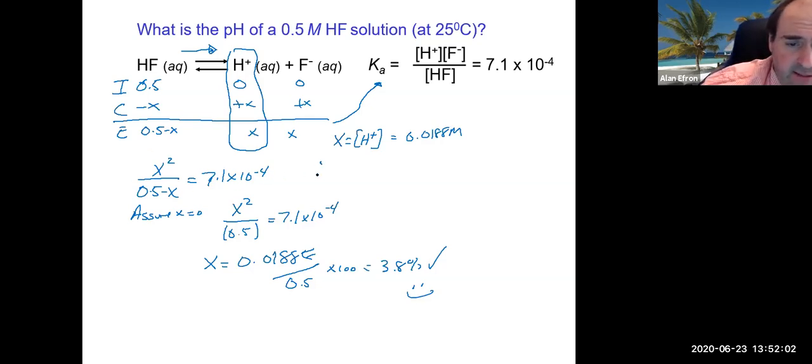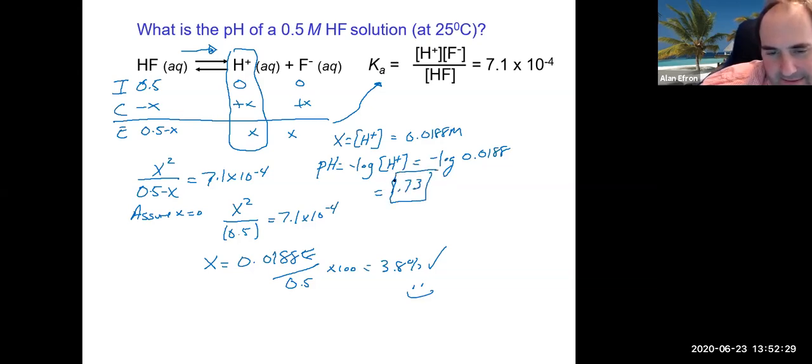So now that we have our H plus concentration, we can put it into our pH, and that would get us minus the log of 0.0188. And that looks like we are going to get a pH of 1.73, give or take, with some rounding. There you go, 1.73. And again, that is acidic, so that's good, since this is an acid.